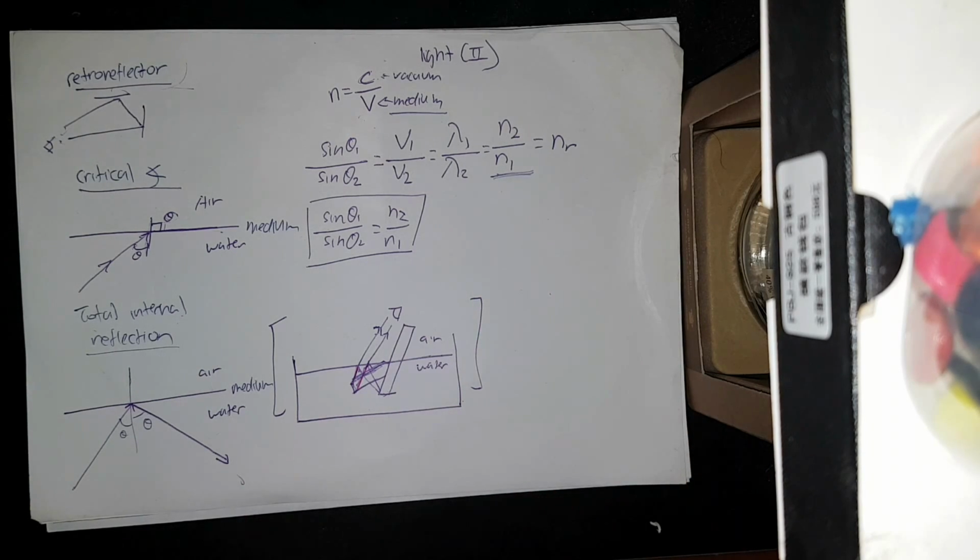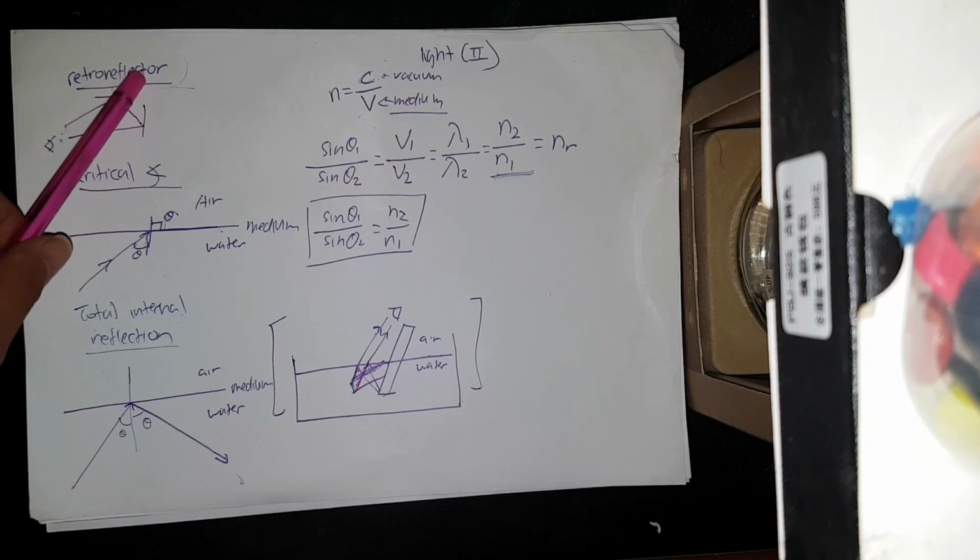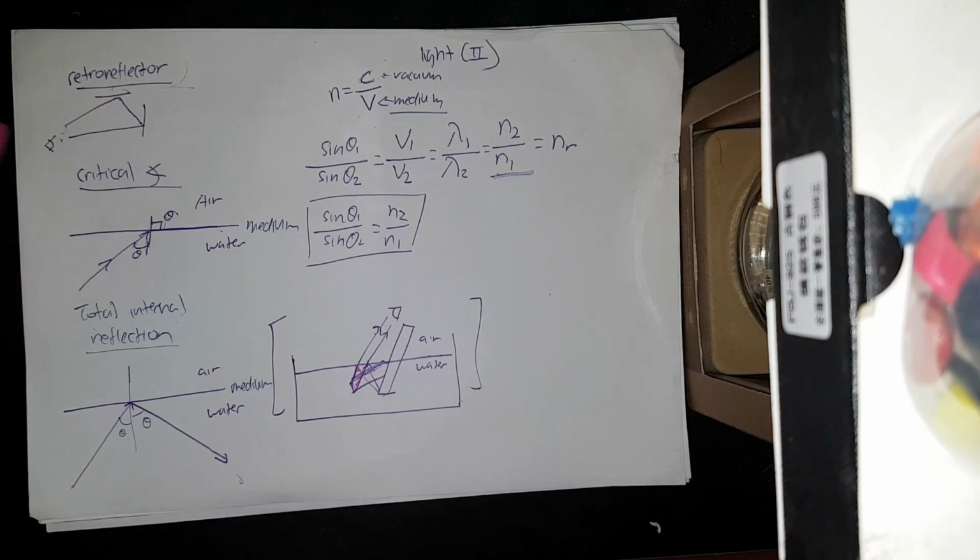There are three more terms which you should be familiar with in the topic of light. The first term is retroreflector, where the incident ray is reflected back to its original source. The example that I can think of would be the eye of a cat, where you shine a light at night into the cat's eyes, and the light will be reflected back to the torchlight.